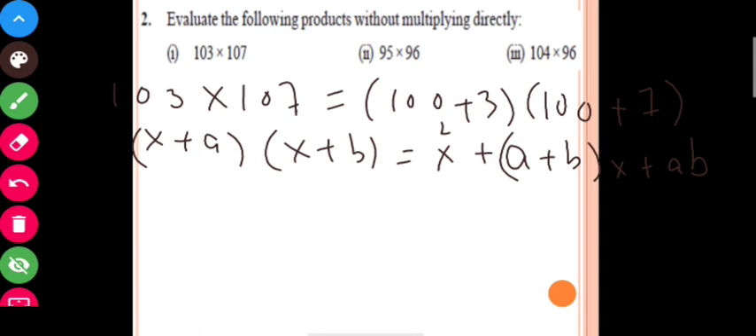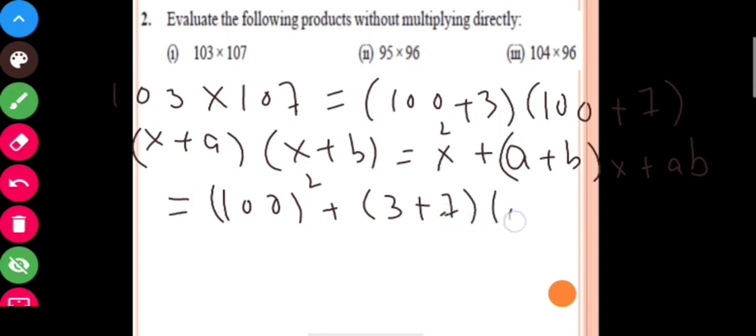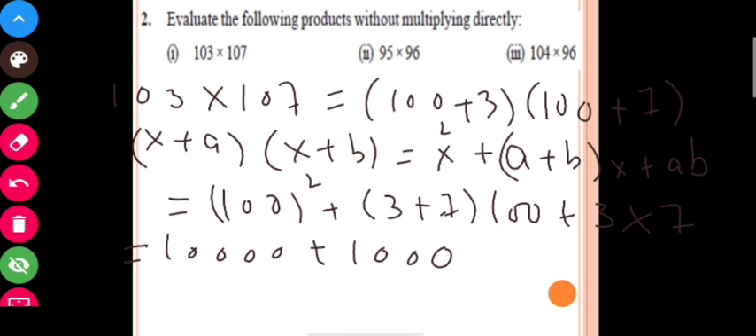So in case of x, it is 100 here. So let me write 100² + (3 + 7) × 100 + 3 × 7. Very simple, right? So 100² will be 1 and 4 zeros. 3 plus 7 will be 10, and 10 into 100 will be 1 and 3 zeros, right? And it is 21 here.